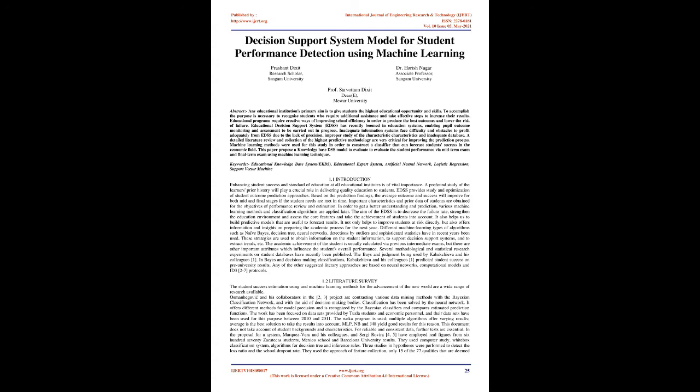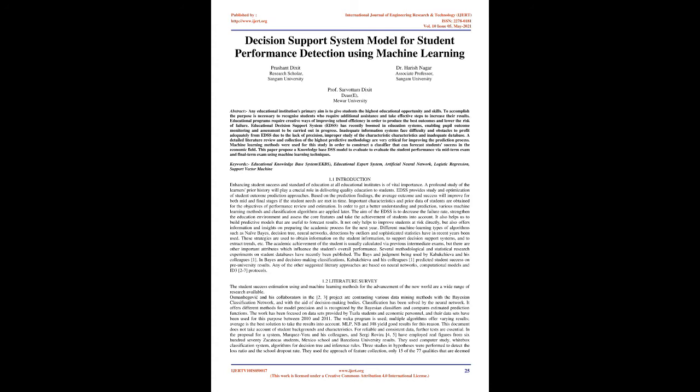Several methodological and statistical research experiments on student databases have recently been published. The Bayes and decision tree methods were used by Kavachiva and his colleagues 1. In Bayes and decision-making classifications, Kavachiva and his colleagues 1 predicted student success on pre-university results. Other suggested approaches in the literature are based on neural networks, computational models, and ID3 protocols.